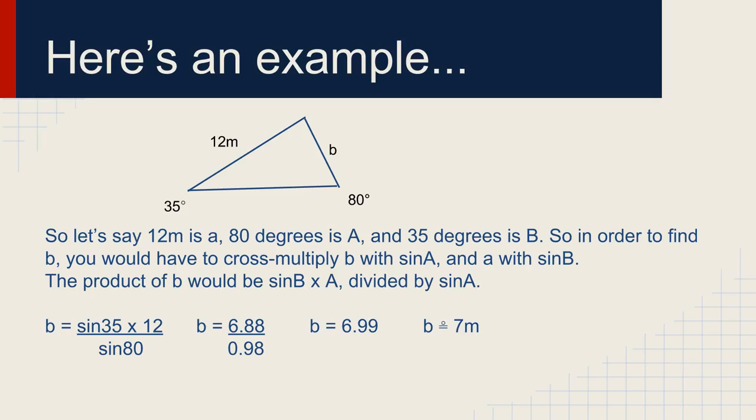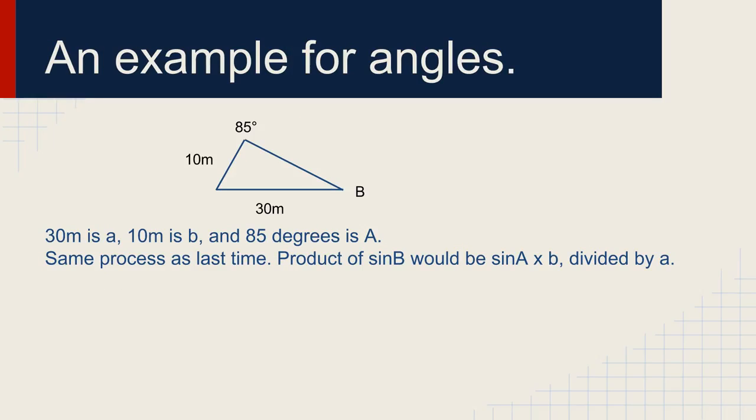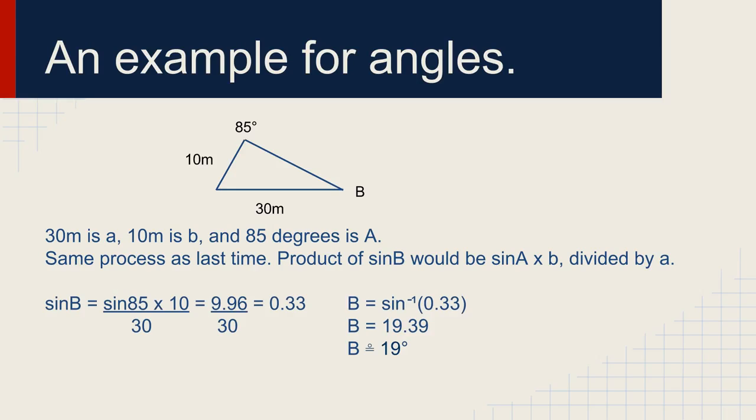Now let's try this out with angles. Okay, so a is 30 meters, b is 10 meters, and A is 85 degrees. This is the same process as last time. The product of sine B would be sine A multiplied by b divided by a. Therefore, sine B would be sine 85 multiplied by 10, which is 9.96. Divide that by 30, we get 0.33. Now, this is the result for sine B, and we're looking for B. So let's take the number we just got and find the inverse sine. Therefore, B is 19.39 degrees, or just 19, rounded to the nearest degree.